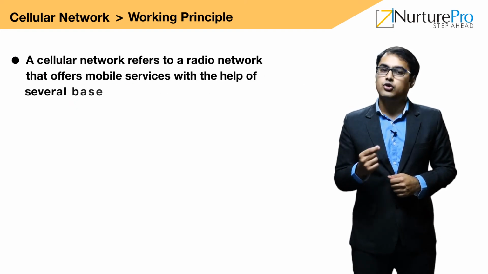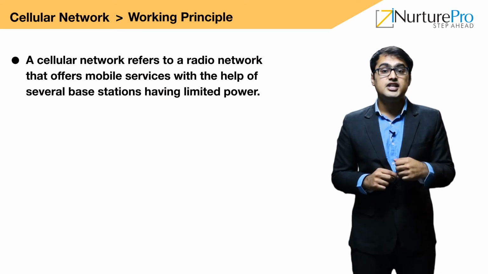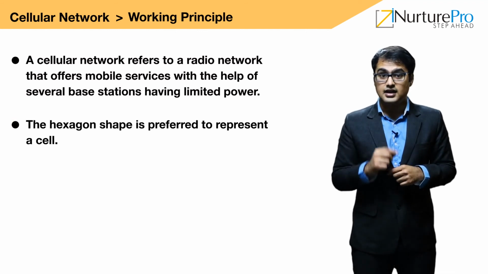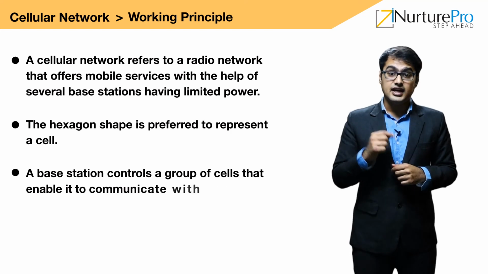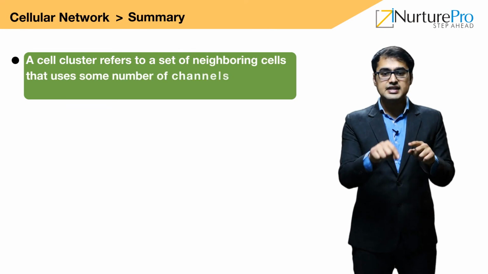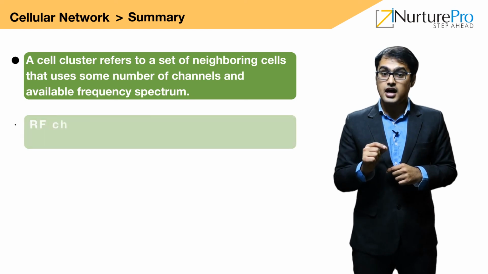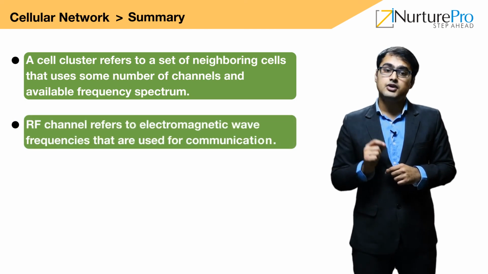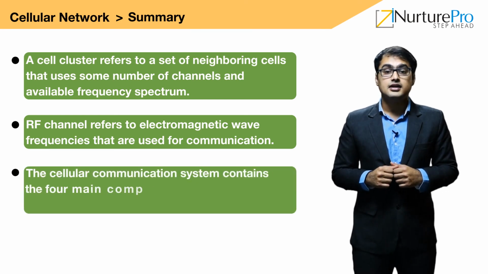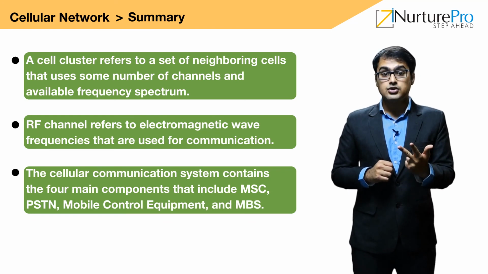Let's have a quick recap of what we discussed. A cellular network refers to a radio network that offers mobile services with the help of several base stations having limited power. The hexagonal shape is preferred to represent a cell. A base station controls a group of cells that enables it to communicate with the mobile devices. A cell cluster refers to a set of neighboring cells that uses some number of channels from the available frequency spectrum. RF channels refer to electromagnetic wave frequencies that are used for communication between two devices. A cellular communication system contains four main components that include MSC, PSTN, mobile control equipment, and MBS.